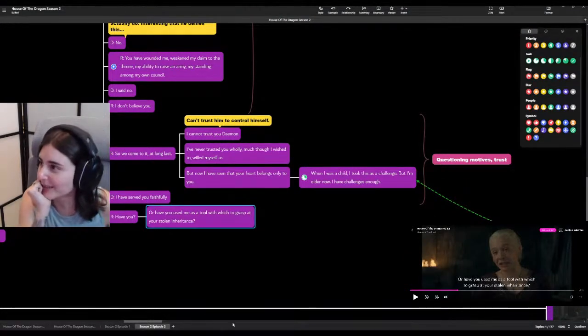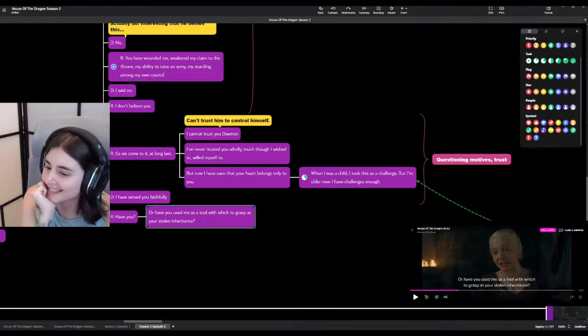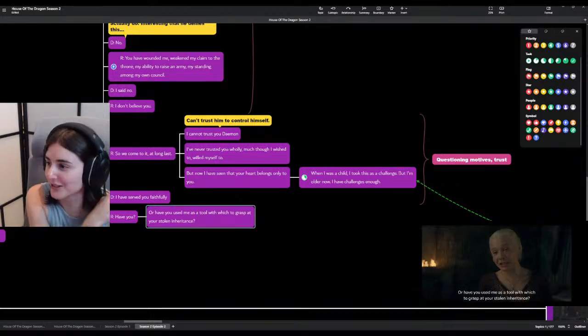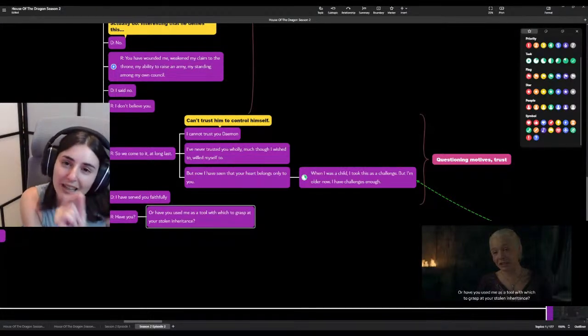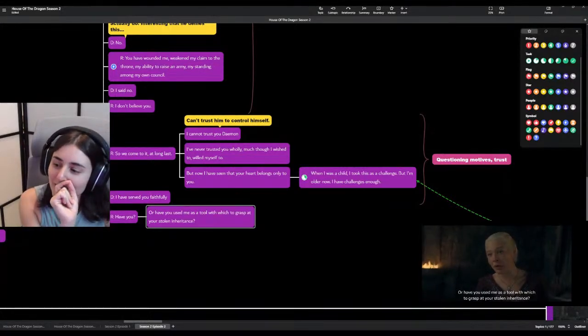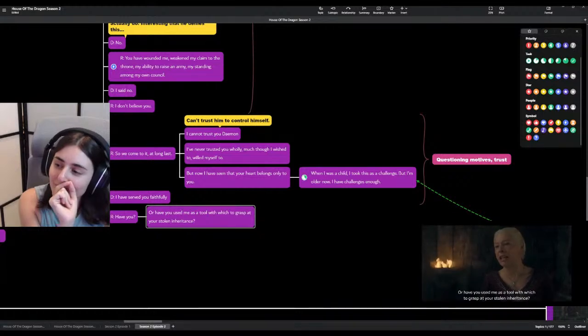I love that pause screen, but I'm not going to take a photo of it. Bro, she doesn't trust me and calls me pathetic. I'm out, yo. Yeah. I enjoyed that pathetic line. As a tool, to grasp at your stolen inheritance.